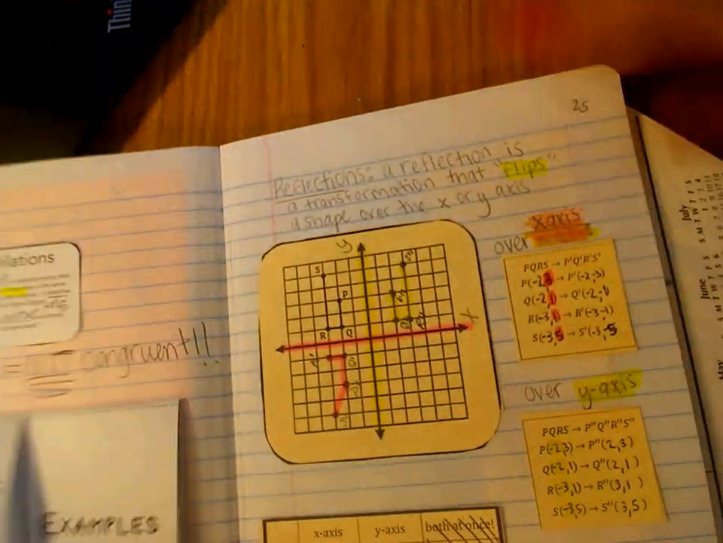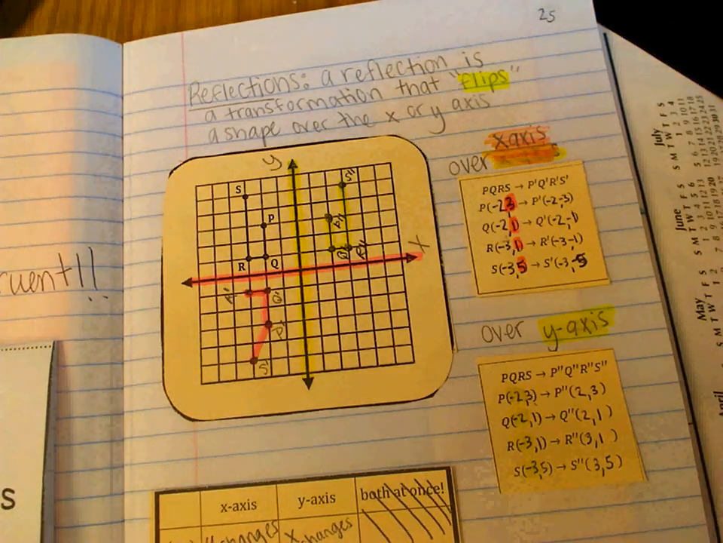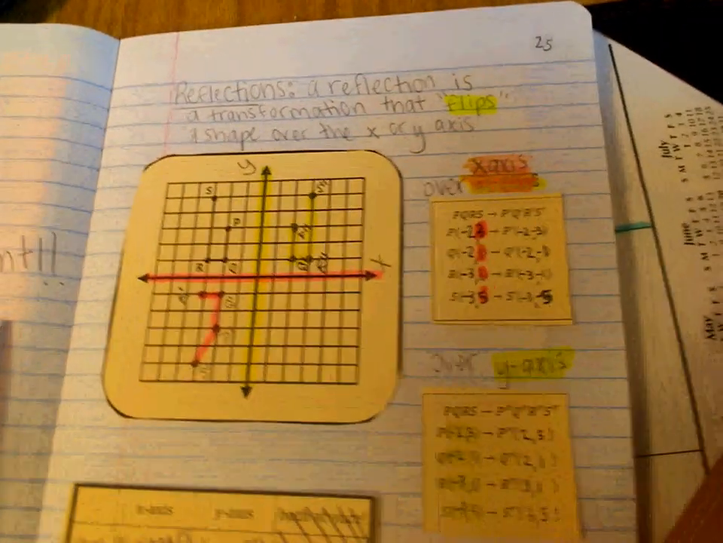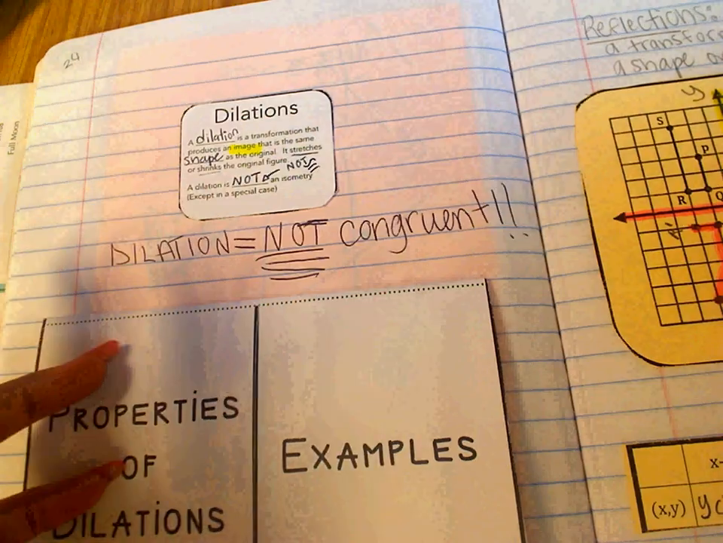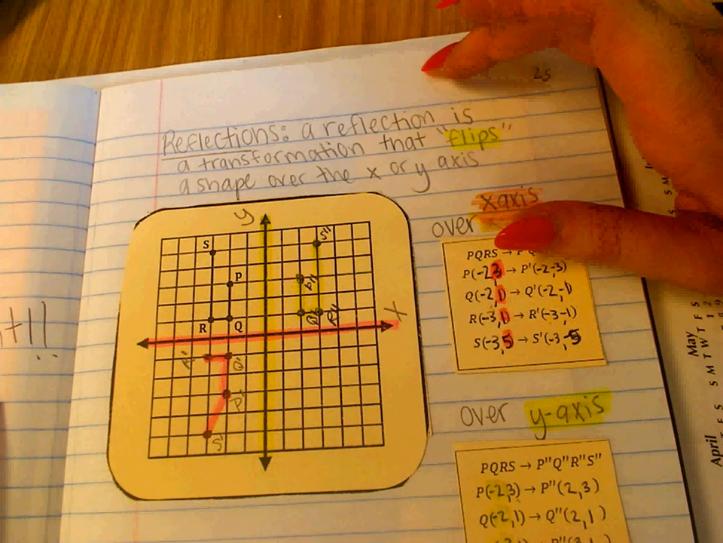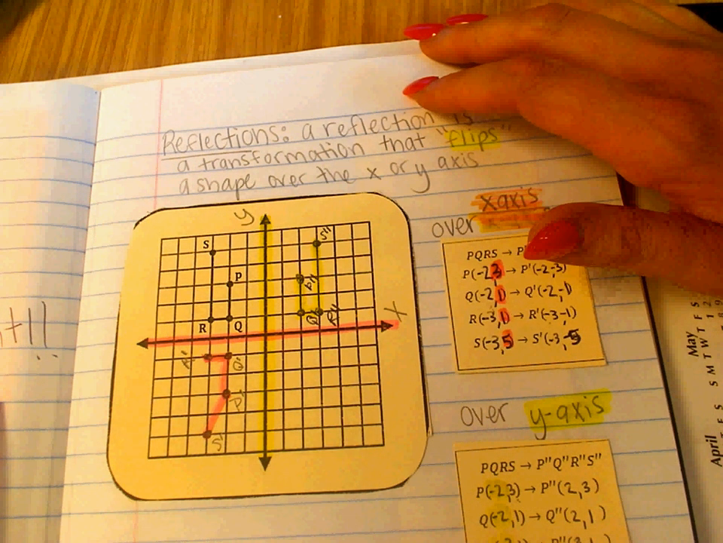Good afternoon, guys. I first want to review what we did today. I know that classes have been short and we've been going really fast. Today we first talked about dilations, and a dilation is when something changes size. Then we talked about reflections, and reflections are when something flips over the x or y axis. So it's like a mirror image.